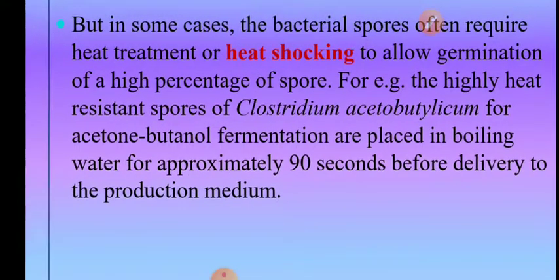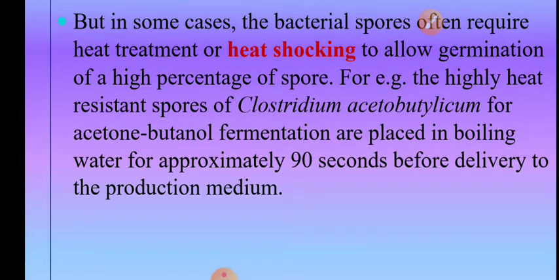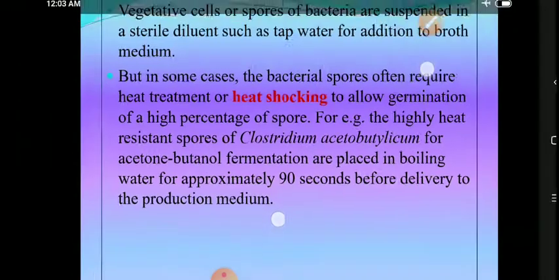Before inoculum buildup, how do we give heat shock treatment? The spore suspension or spore culture of Clostridium acetobutylicum used for acetone butanol fermentation is placed for 90 seconds in hot water and then it is rapidly cooled. So when you heat the organism to a very high temperature and then rapidly cool it, heating followed by rapid cooling is called heat shock treatment. When you give heat shock treatment to the spores of Clostridium acetobutylicum, then only they germinate.